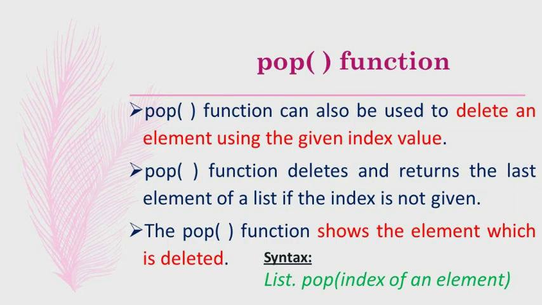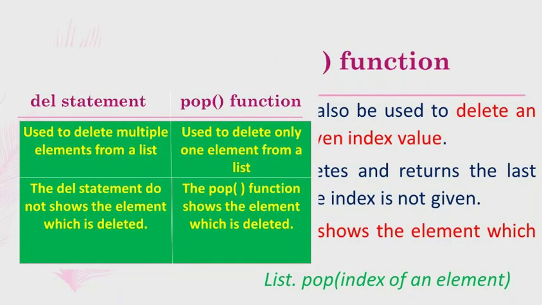But what is the difference between the del statement and the pop function? The pop function is used to delete only one element from a list, but the del statement is used to delete multiple elements in the list. The pop function shows the element which is deleted, which means the pop function shows the deleted element. But the del statement does not show the deleted element. Okay, this is the difference between the pop function and the del statement.